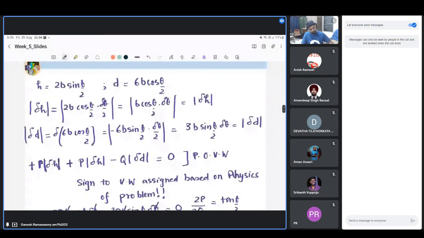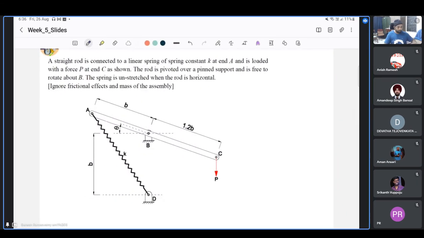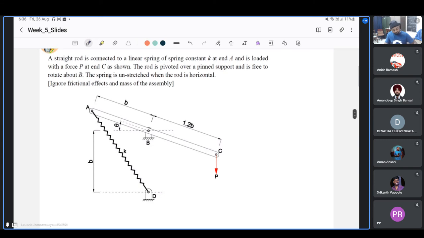Okay, I take it that there are no questions. So we'll just move on to the next problem, in which we'll be able to appreciate the principle of virtual work better when we deal with systems with springs. So I just included one problem from that as well.